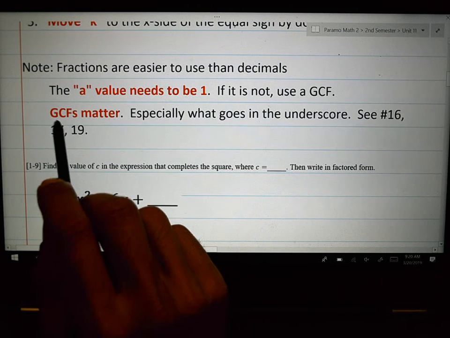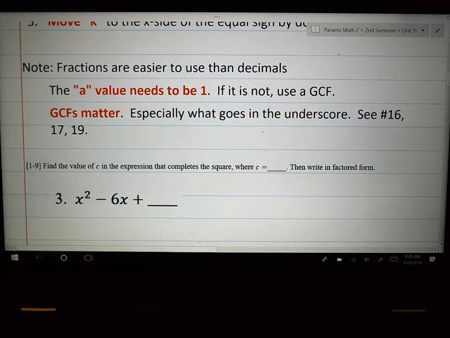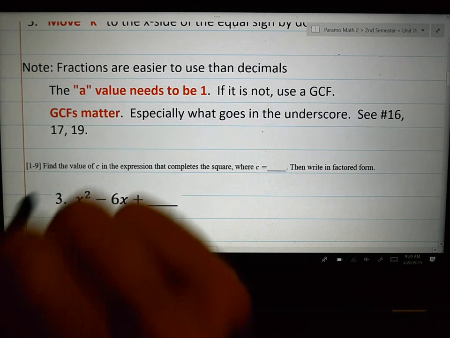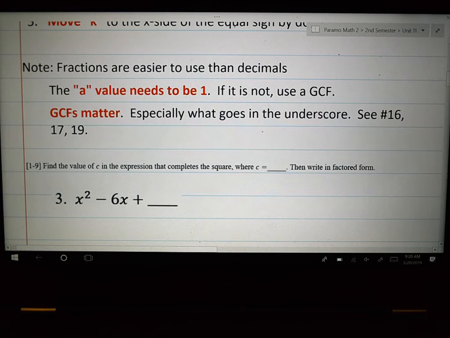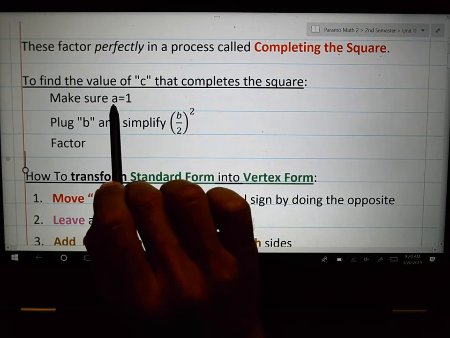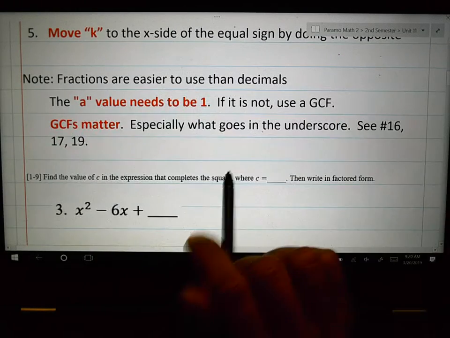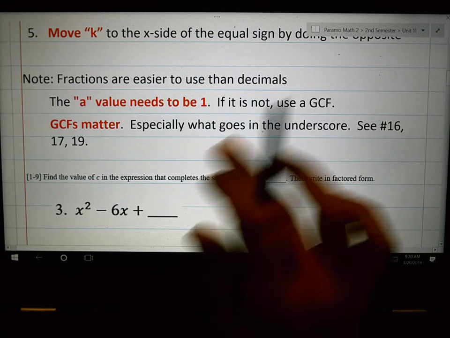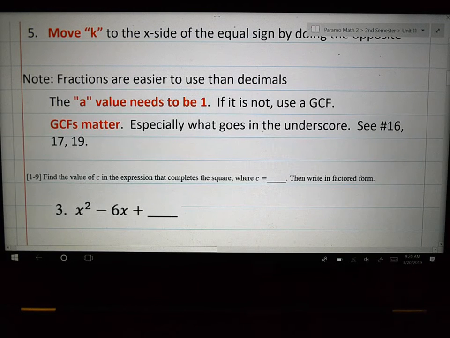GCFs matter, especially on number 16, 17, and 19. I will do one of those as an example with you, but those are the hardest ones on this whole worksheet. The reason for that is sometimes the A value is not 1. When the A value is not 1, on 16, 17, and 19, you have to do a GCF on that problem. If you're not doing the GCF, then you're not doing it correctly. I will give you an example about that right there.